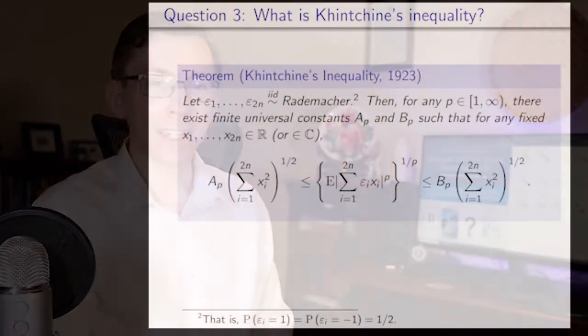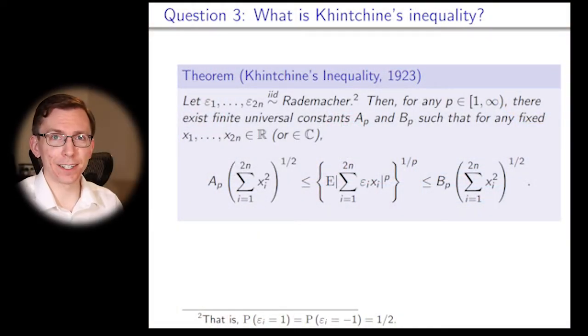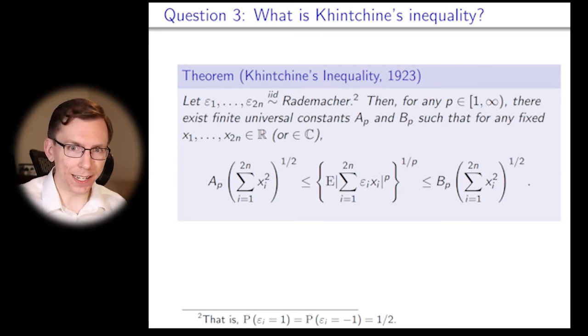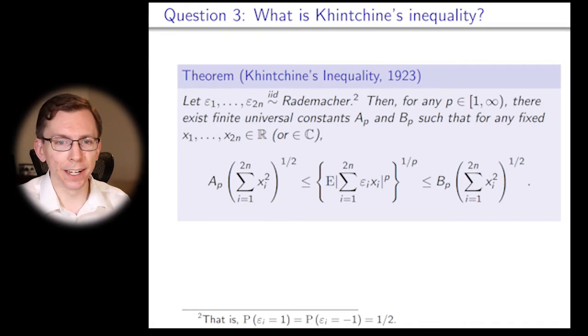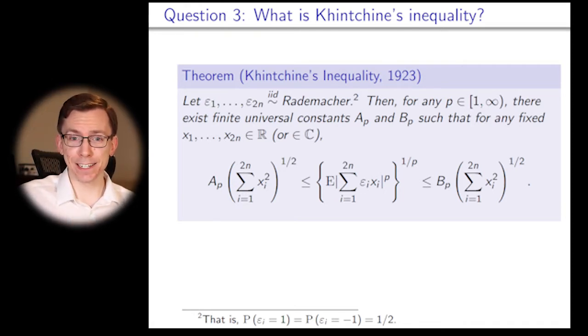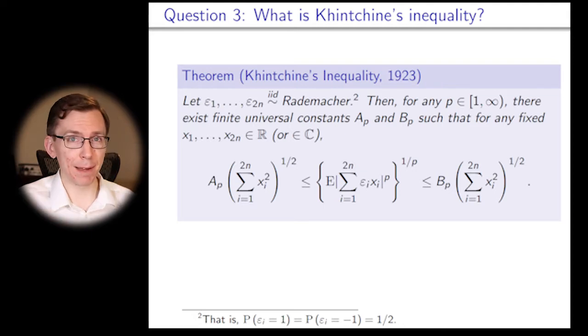So this takes us back to 1923 and the original Khintchine inequality. Here we have 2n Rademacher random variables, which are going to be random signs. They take the value of +1 or -1 with equal probability. For any fixed vector x_1 through x_2n, to use my 2n notation here, the pth moment of the Rademacher sum can be bounded above and below by the little l2 norm times some constant.